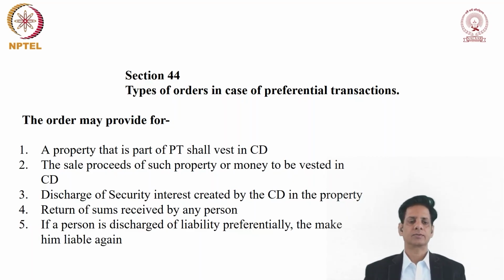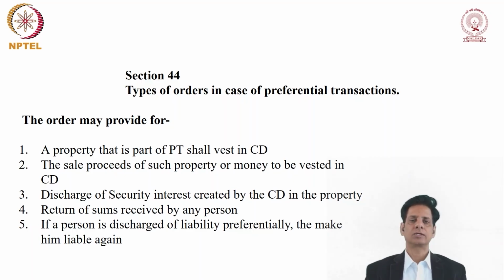Fourth one is, if there are any sums received by any third parties which is not CD, those third parties should return the sums to the liquidation estate. Like a commission agent might have made a lot of commission, they will be asked to return that commission so that now it becomes part of the liquidation estate.